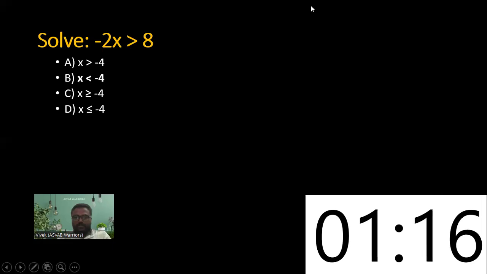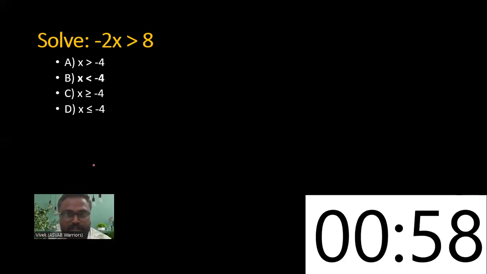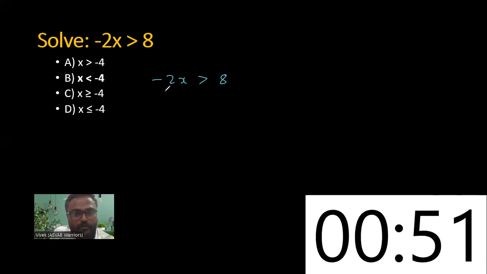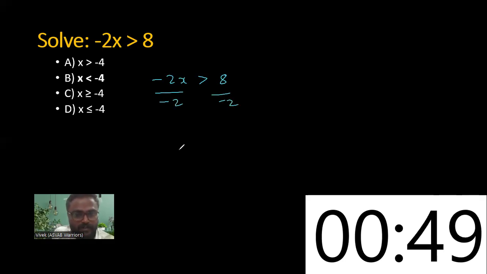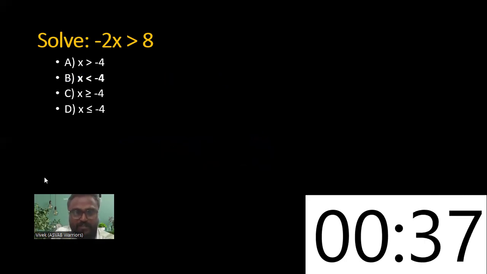Ablam has already answered, and Anjay has also answered. That's awesome. What will happen? Negative 2x greater than 8. So if you are dividing both the sides by negative 2, the sign will flip. This will become negative 4, and this will become x. So x is less than negative 4.